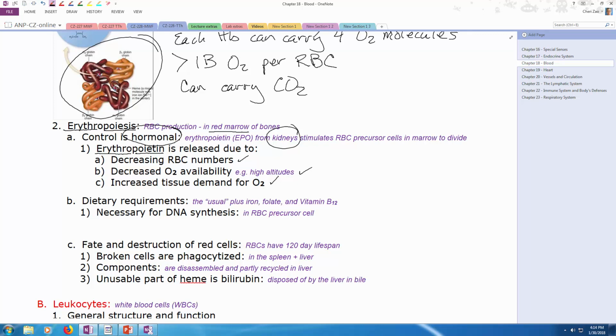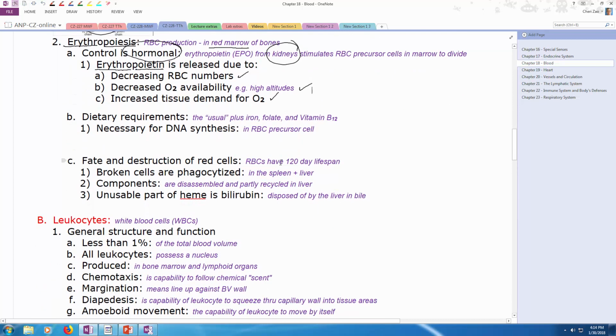So EPO is a synthetic medication or drug that's abused by people. What do we need to make red blood cells besides erythropoietin? We need the usual in our diet. Because it's a protein, we need adequate protein intake for amino acids, and additionally we need iron in our diet.